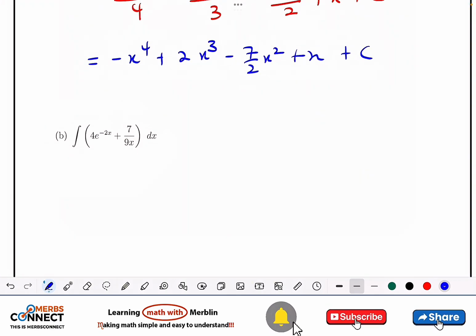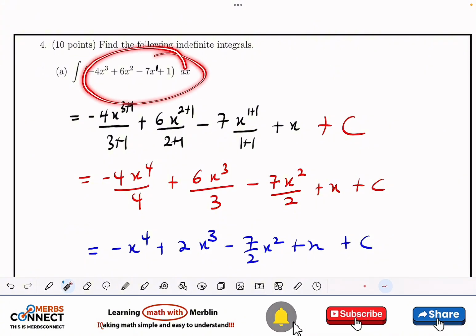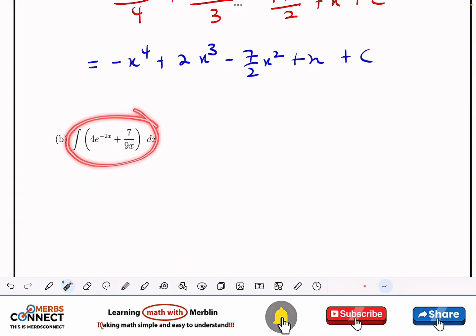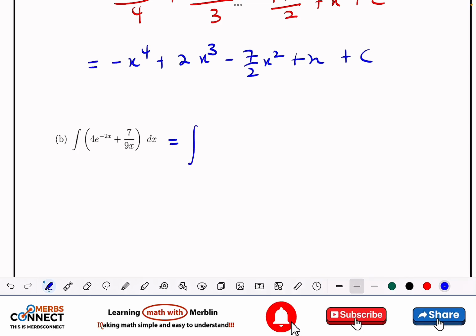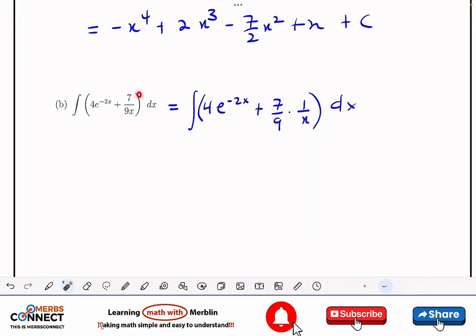Let's look at this one. So you see that in the previous one we didn't do any simplification, but this one we need to simplify before we can go through. So this is the same as the integration of 4e to the power negative 2x plus, so you see the way this one is, I can write this one as 7 over 9 times 1 over x. Good. So you need to look at it very well. So this can be written as this, because when I multiply this by this, I'll have the 7, and this by this, I'll have the 9x here.